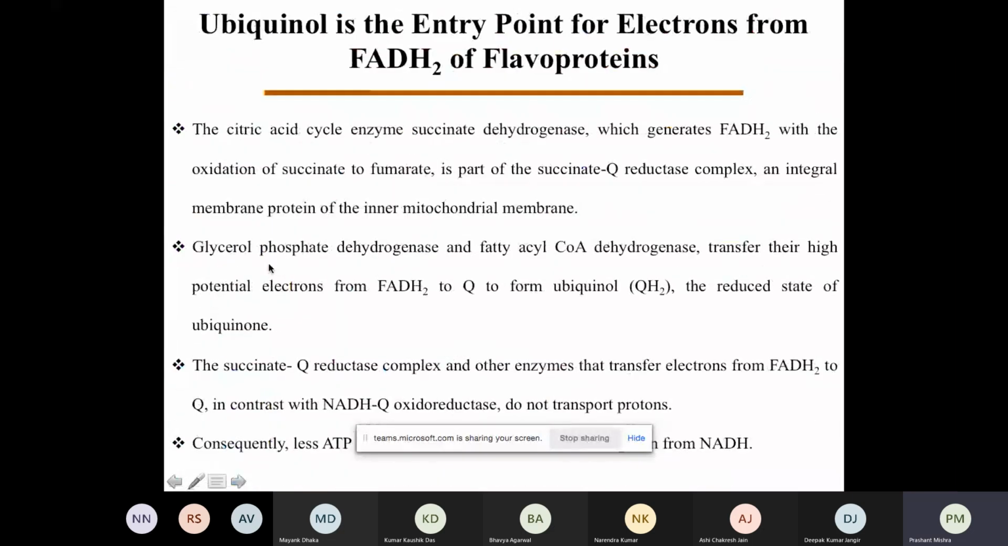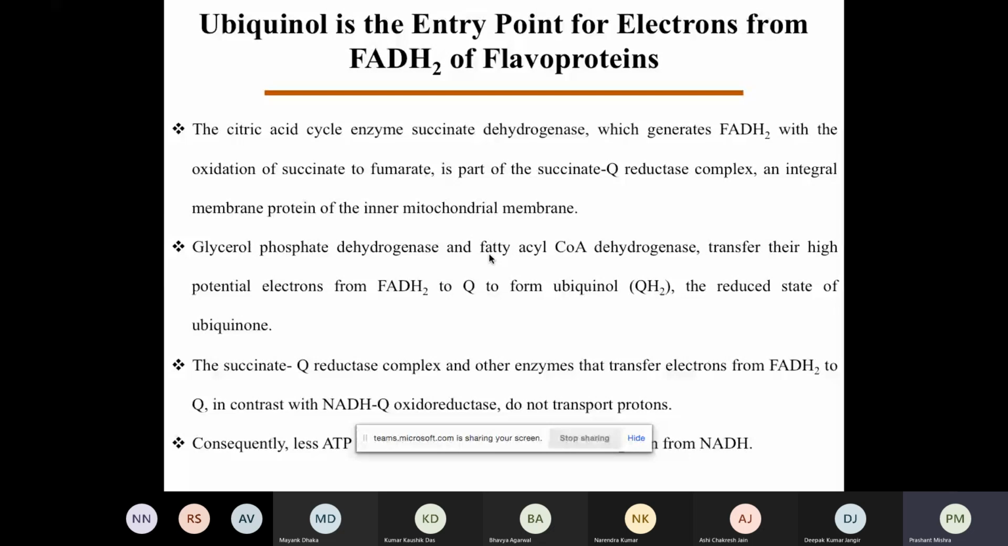This is the place where it can enter from the succinate Q reductase complex. It can also enter from other sources, for example, from glycerol phosphate dehydrogenase and fatty acyl CoA dehydrogenase. So this is the point where the electron can enter through FADH2. Wherever FADH2 is there, they will allow the entry to Q to form ubiquinol. So this is the place where electrons are coming from different sources, either NADH or FADH2.